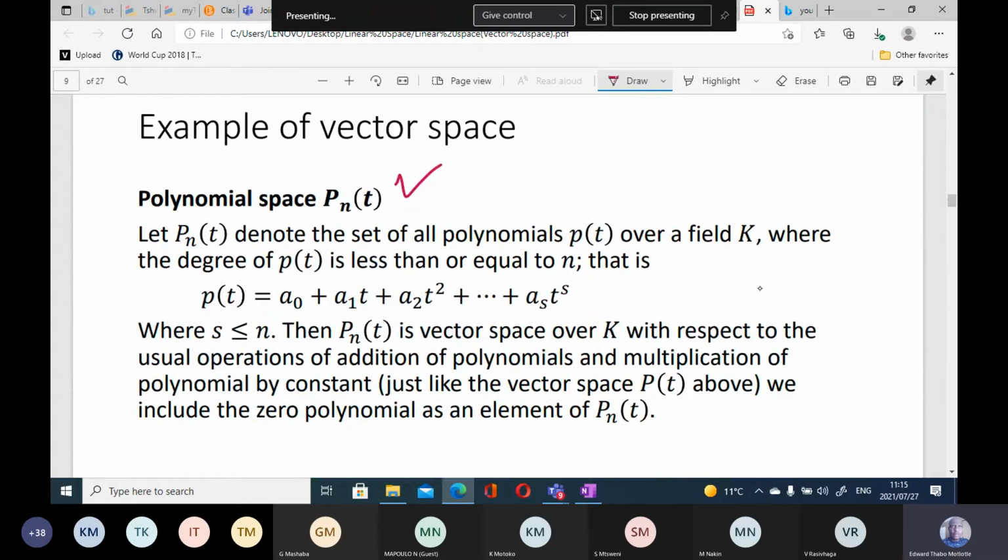Now, this one I'm not going to explain. They just wrote a polynomial in another form. So everything that holds for polynomial will also hold for this one. It's just they wrote it in a different form.